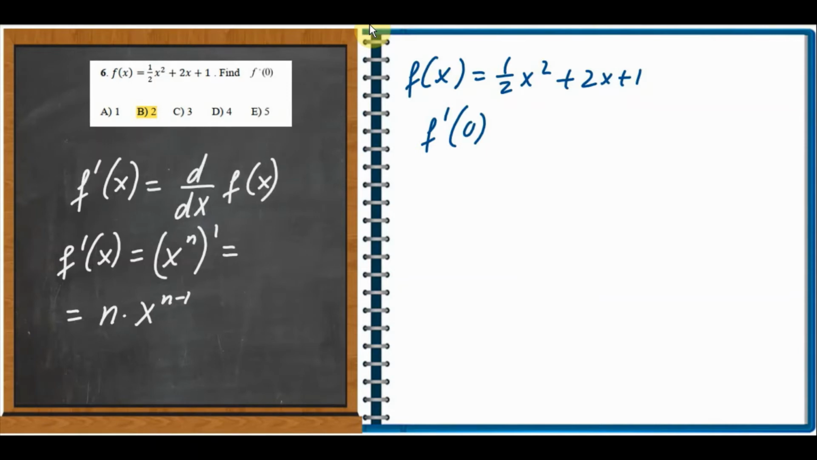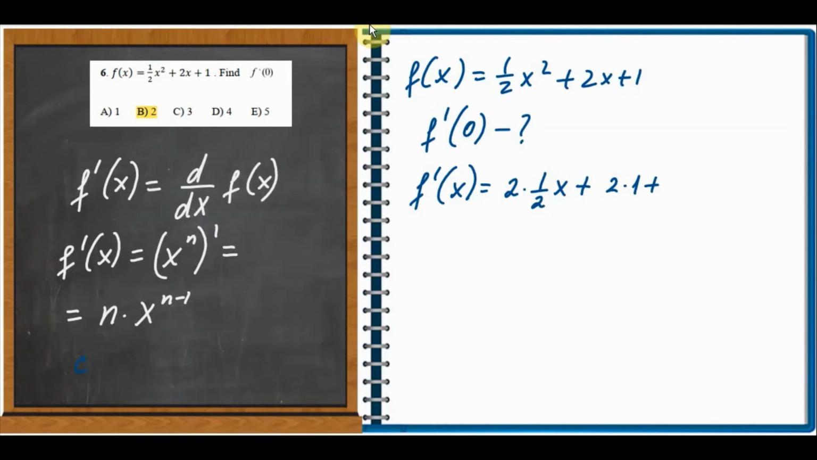Now let's plug in here. What is the derivative of f of x? Let's apply the formula. We have power 2. We will write 2 times 1 over 2 x to the power of just 1. We don't write the 1. And x to the power of 1, we don't write the 1. And x to the power of 0 is just 1, plus the derivative of 1, guys.